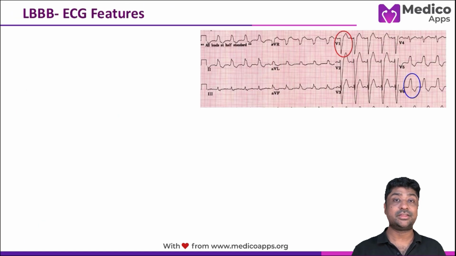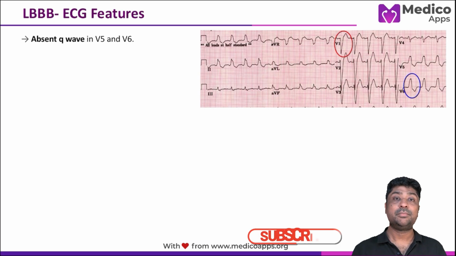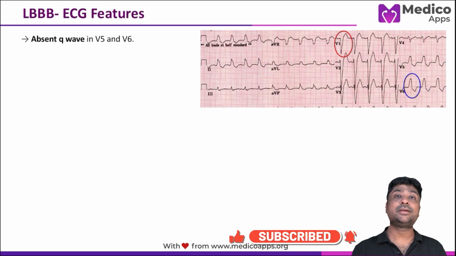First, we see that the Q wave is absent in leads V5 and V6. In normal conduction, we'd expect a small Q wave in those lateral leads from initial septal depolarization. But in left bundle branch block, the left septal activation is delayed and reversed, so that Q wave disappears.